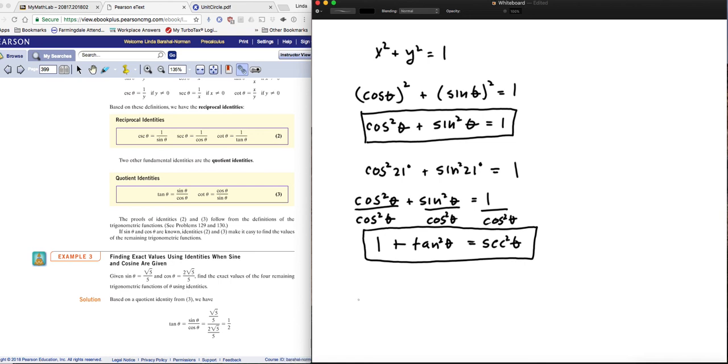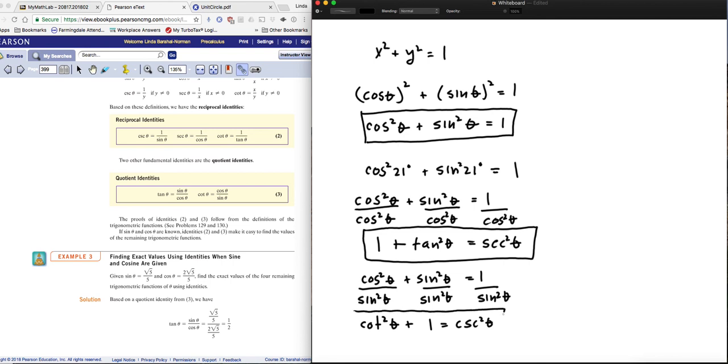And the third one is going to come basically the same thing, only we're going to divide by sine. So if I start with cosine squared theta plus sine squared theta equals 1, and I divide by sine squared theta, cosine theta over sine theta is cotangent, so that is cotangent squared theta. That's 1. This is cosecant squared theta. Here is the third form of the Pythagorean identity.